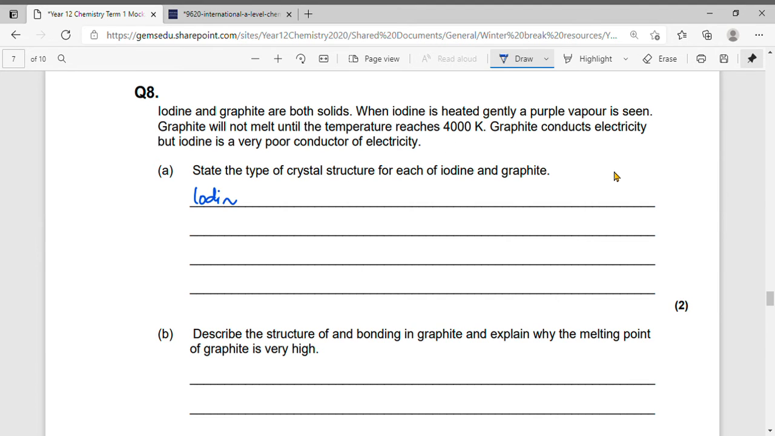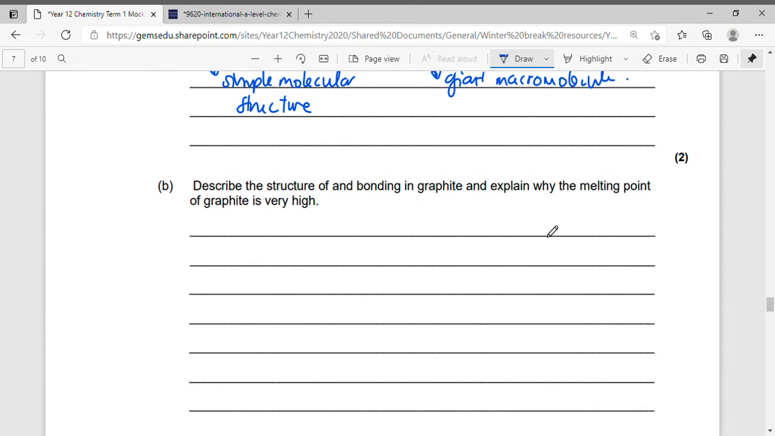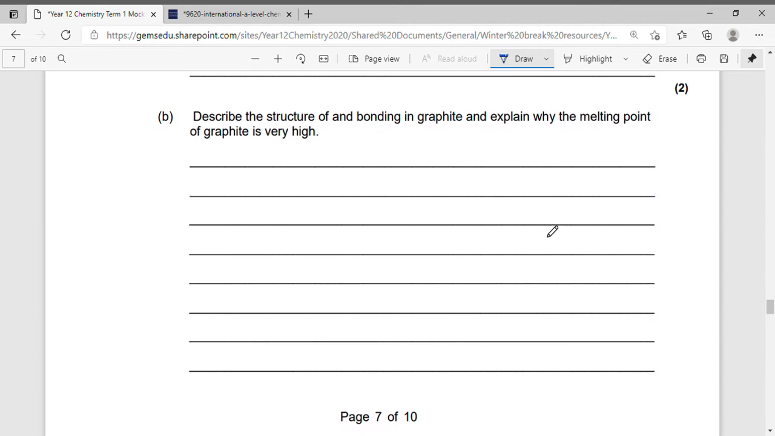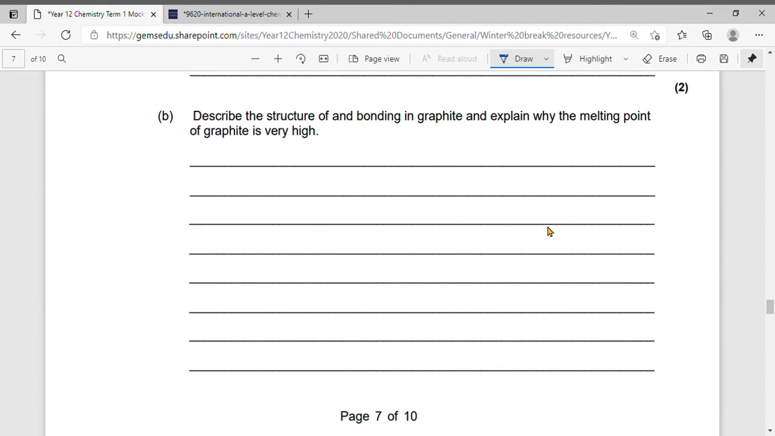Iodine, simple molecular structure. Graphite, giant macromolecule. Describe the structure of and bonding in graphite and explain why the melting point of graphite is very high.